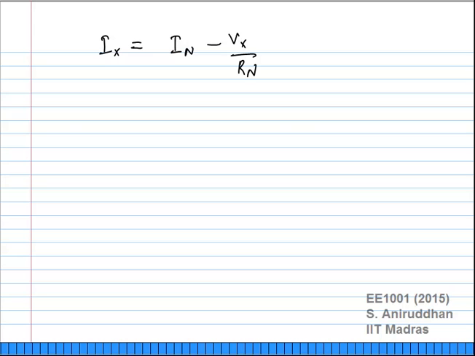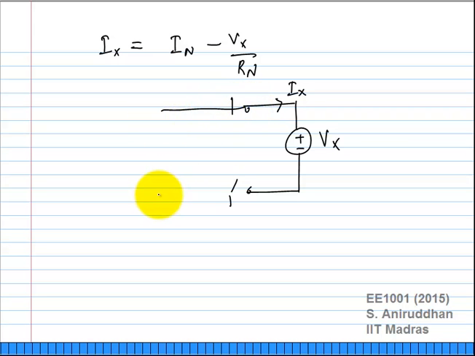So what kind of network gives me this equivalent? I have Vx here. I have 1, 1 prime. I want to replace this network N by something simple which gives me this equation, this relationship between Ix and Vx. What is that? In, what else? In parallel with Rn. What does this equation tell you? If Vx was set to 0, Ix should be equal to In. What does it mean when Vx is set to 0? This is a short circuit. Does that happen here? Yes, it does.